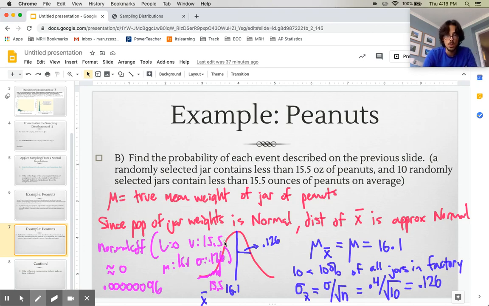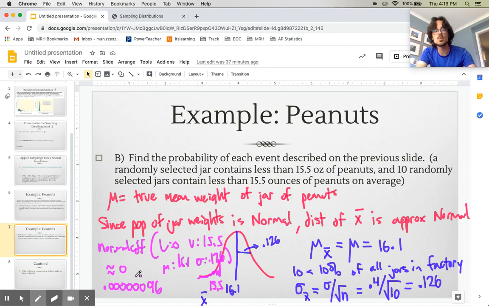Super, super low. Okay? Just like we talked about. One jar defying the odds and being super light, possible. 10 jars defying the odds and being super light, not so likely to happen. So this probability is much lower, much less possible than the single jar example. Now we've shown that with numbers. So the only thing I'm missing right here is just restating that the probability of taking a sample of 10 jars and finding the average to be less than 15.5 is approximately 0. And you would just add that on and then that's good to go.